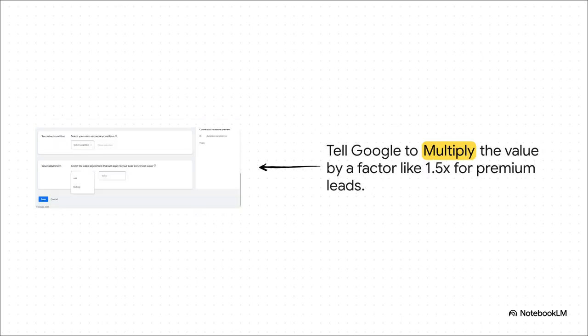After you set your condition, you get to tell Google exactly how much more that lead is worth. So by choosing Multiply and putting in a number like 1.5, you're basically giving the bidding AI a direct order. Hey, when a person matches this profile, I consider their conversion 50% more valuable, so go ahead and bid accordingly.